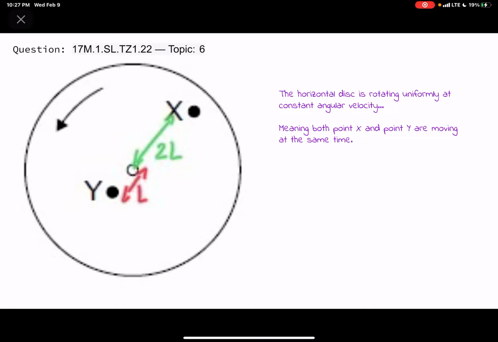My name is Omar Ataway and I'm going to be explaining a past IB paper 1 question for topic 6. Now this question says a horizontal disk rotates uniformly at a constant angular velocity about the central axis normal to the plane of the disk.